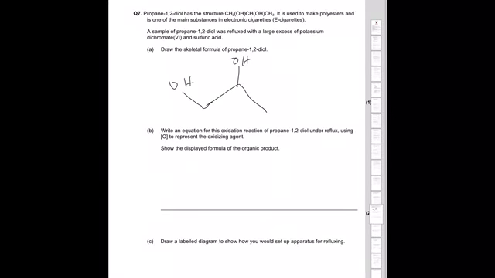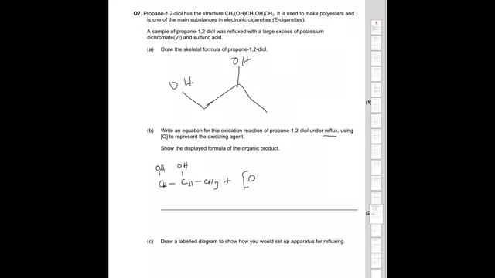Write an equation for the oxidation reaction of propane-1,2-diol under reflux using O to represent the oxidizing agent. So you're going to get a carboxylic acid on one end and a ketone in the middle. So you're going to have to add an oxygen to make the carboxylic acid, and also you're making water, so you're going to need to think about how much oxygen you're going to need to make water. So let's draw the structure.